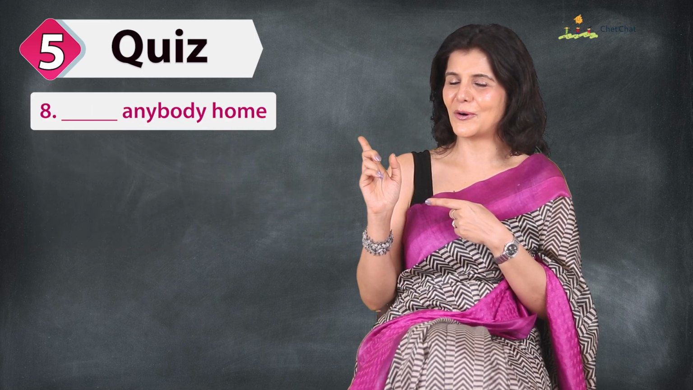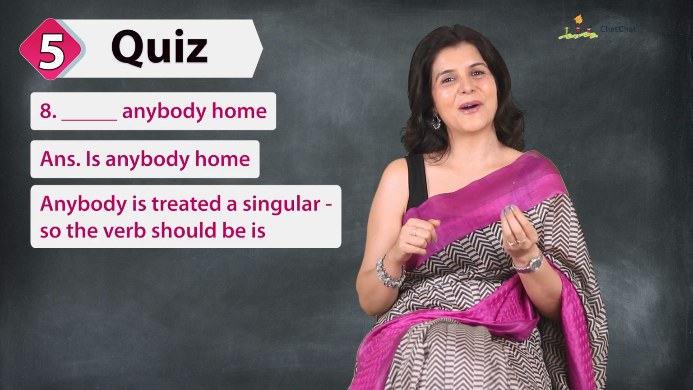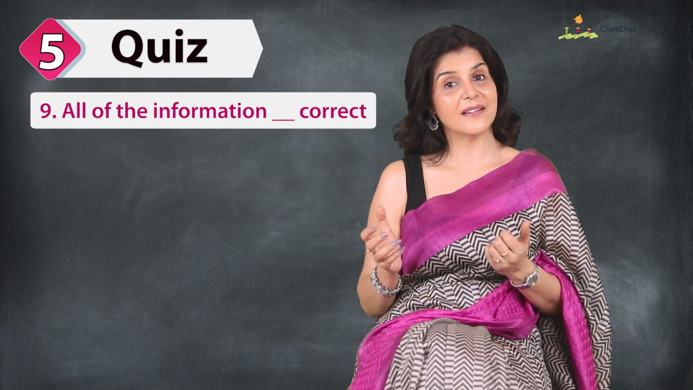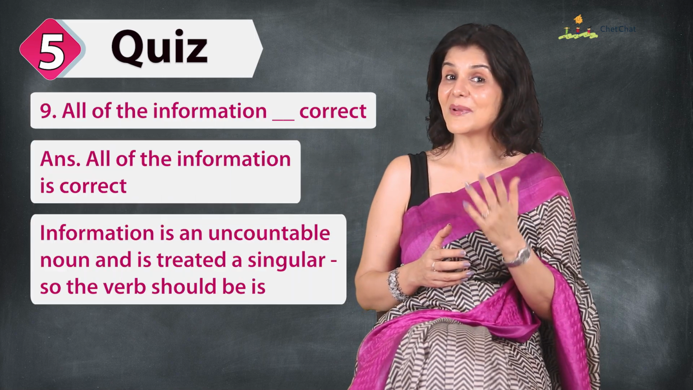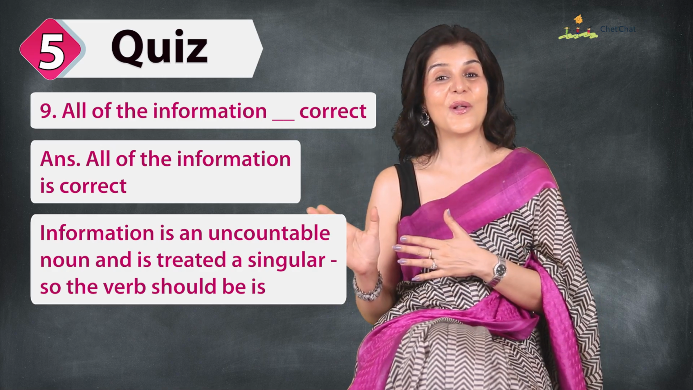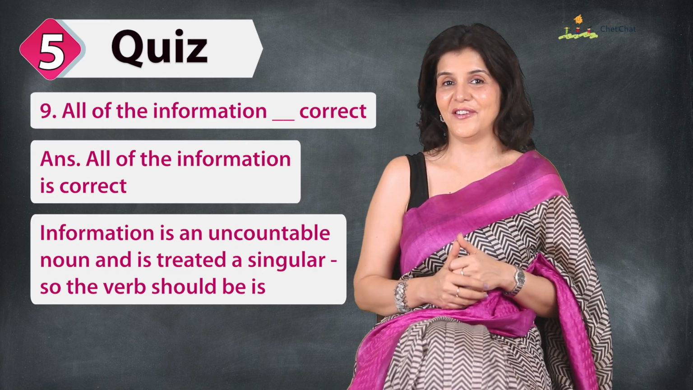Anybody home? Anybody is treated as singular, so is anybody home? All of the information correct? Information is an uncountable noun and is treated as singular, so all of the information is correct.